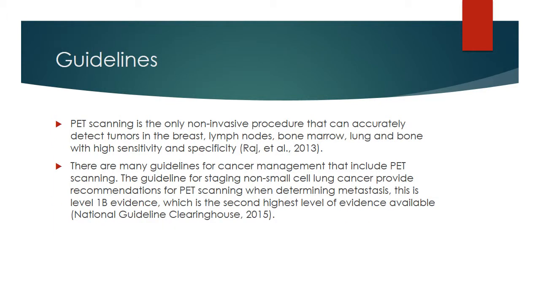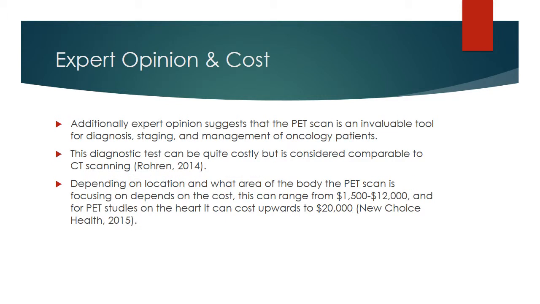Some guidelines for PET scans. It's the only non-invasive procedure that can accurately detect tumors in the breast, lymph nodes, bone marrow, and lung, with high sensitivity and specificity. There are many guidelines for cancer management that include PET scanning. The guideline for staging non-small cell lung cancer recommends PET scanning when determining metastasis, and this is level 1B evidence, which is the second highest level of evidence available.